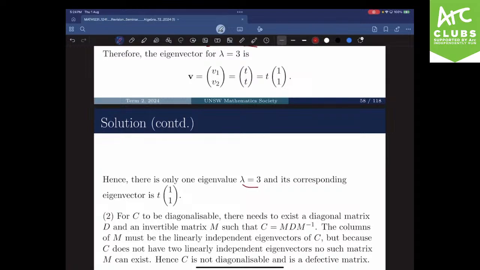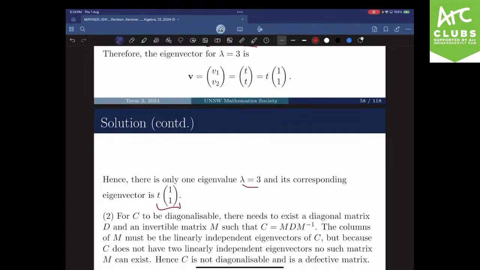So anyways, we get one eigenvalue, which is lambda equals 3, and our corresponding eigenvectors are scalar times the vector 1, 1. But for part two, whether our matrix is diagonalizable or not, we note that for M, the columns of M have to be eigenvectors, but all our eigenvectors are in this form, and thus our eigenvectors aren't linearly independent, right?